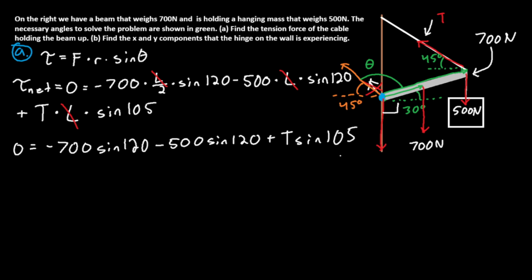Well, look at this problem. It's just a basic algebra problem. We have a single variable that's unsolved for. So if you want to solve for the tension force, all you need to do is isolate it. And then once you isolate it, you should end up with a tension force of 762.09 newtons.